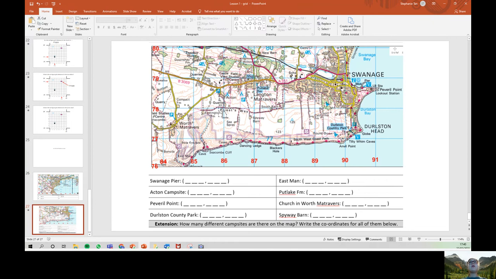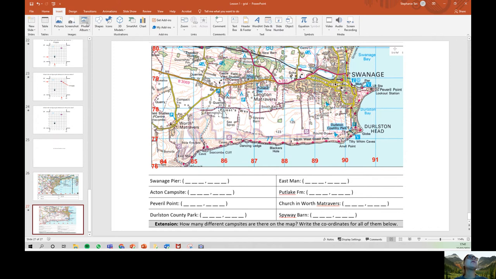Okay, now we're moving on to some more six-figure grid references, but now instead of letters, they are names of places. So let's do the first one together. Swanage Pier. First thing we need to do is find it. Where is Swanage Pier? Well, it's a pier, so we know it's got to be near the water on the coast. There's Swanage and there's a pier.